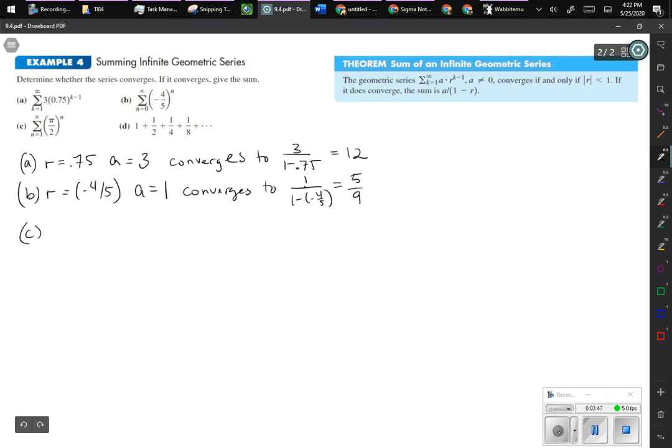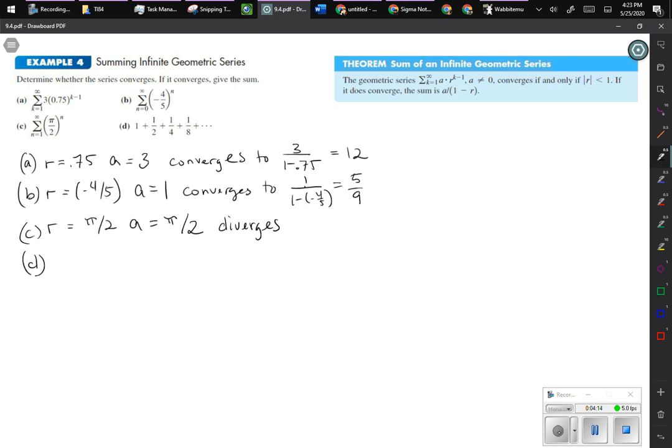Part C, I can see that my common ratio is pi over 2. My a, if I plugged in a 1, would be pi over 2. But pi over 2 is greater than 1, so I know that this diverges. Let's go to part D.